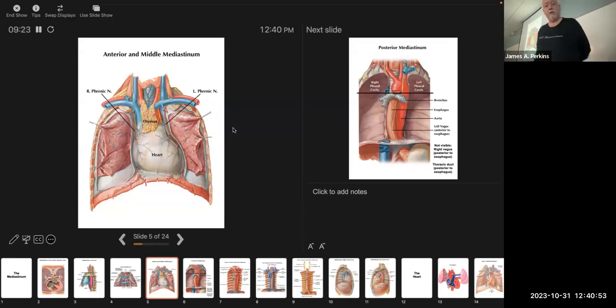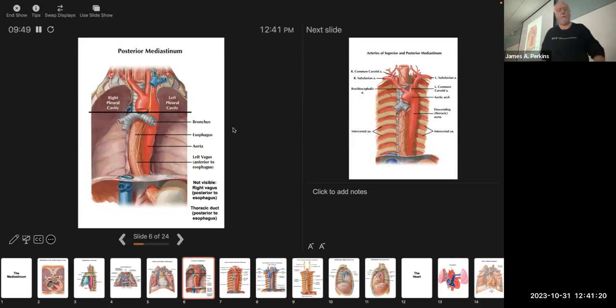Then the middle mediastinum includes the heart, which is in the pericardium, and things like the phrenic nerves, and the small vessels that run with the phrenic nerves, which I didn't label on here, the pericardiacophrenic artery and vein that travel with the phrenic nerves. We'll come back and talk about the heart in a lot more detail separately. But basically, this is the entire anterior and middle mediastinum shown right here.